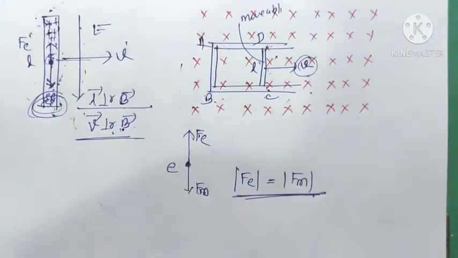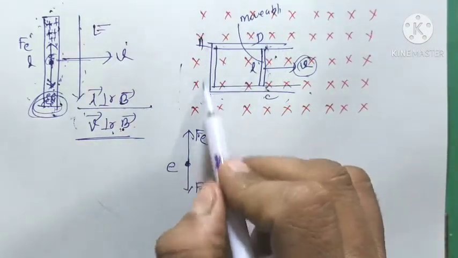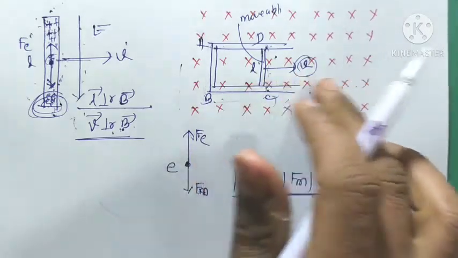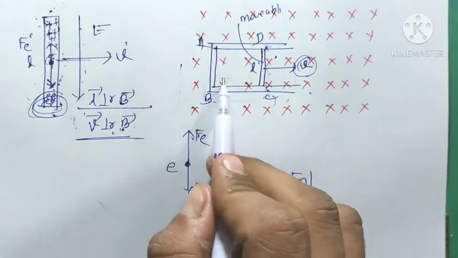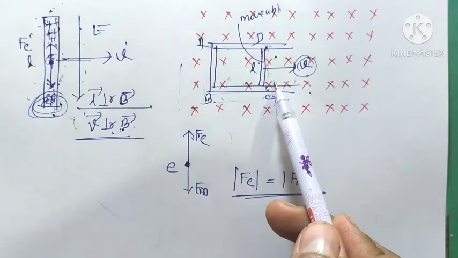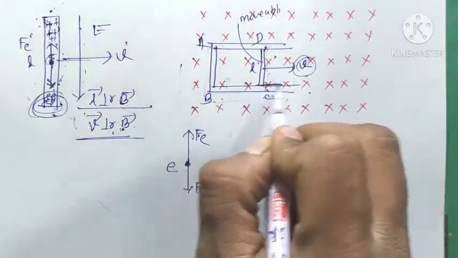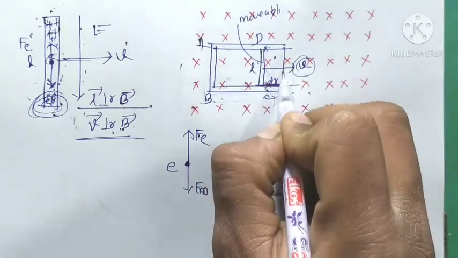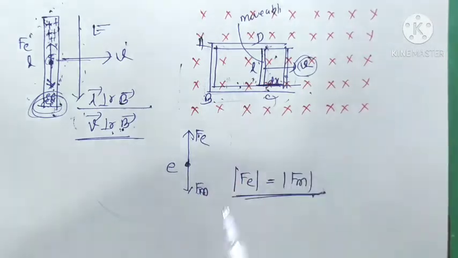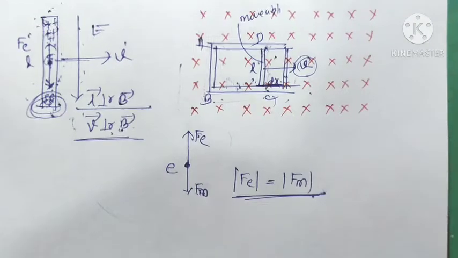Now what about this condition when the rod moves? Because this is a rectangular conductor, when the rod moves with velocity V, the area of the loop also changes, increasing here. Because of this, its magnetic flux changes and an induced EMF is produced. When the rod covers some distance dx, its area increases, more magnetic field lines pass through it, and its flux changes.